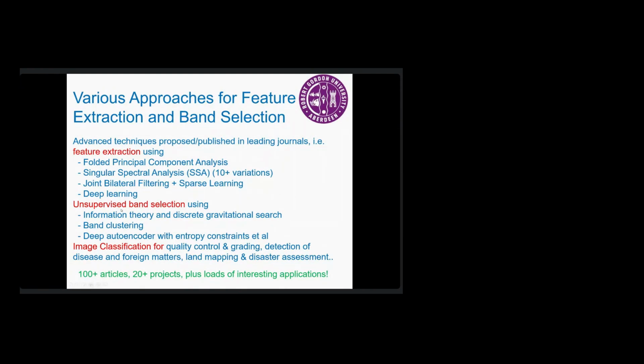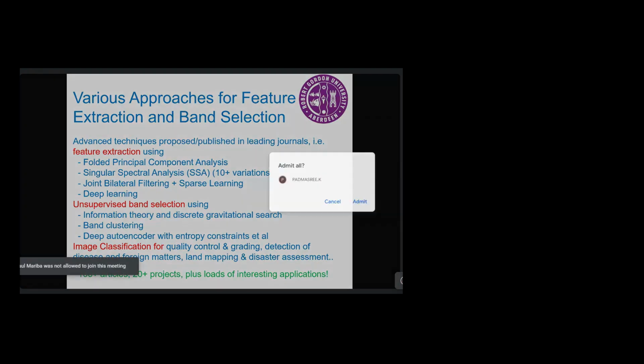But we can use that unsupervised, which means given the data set, we do not use any ground truth information. We can start to model the problem using either the information theory based approach plus what they call discrete gravitational search. It's a kind of smart search algorithm. And also we have band clustering: how we can do the band clustering, build a tree structure, and eventually identify which ones will be most useful. And as I also mentioned, deep autoencoder based with entropy constraints. So we developed a number of technologies for band selection or dimension reduction in this area.